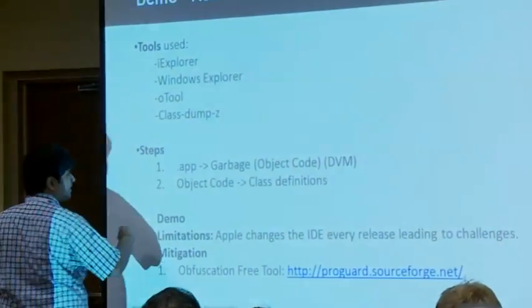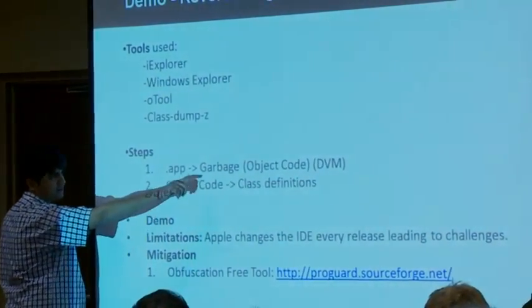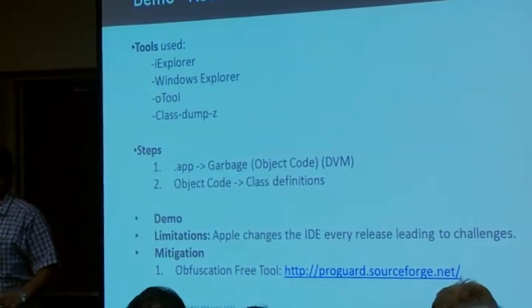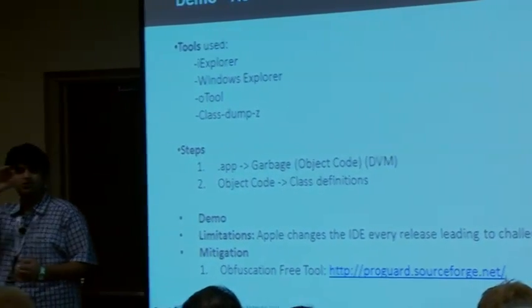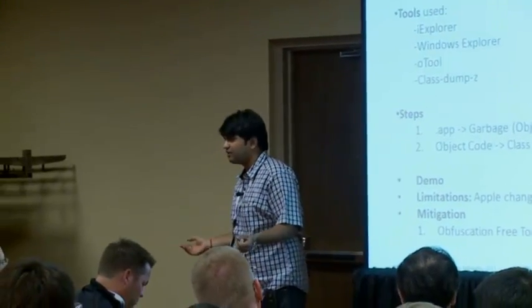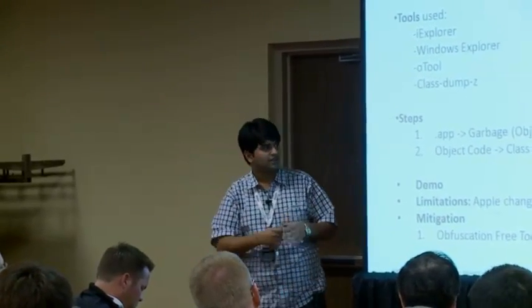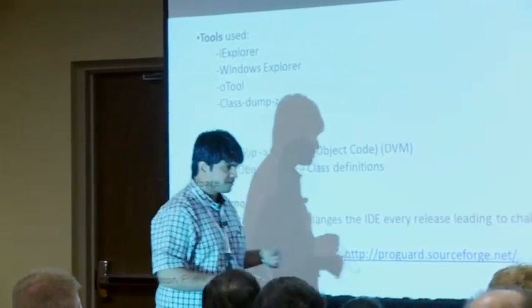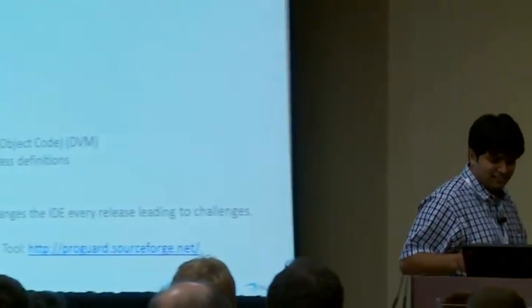Okay, so the first thing is the .app, which has the garbage object code. You get the object code out of it, and I'll show you that there's no extension for the object code over here. That's why I was telling you, how do you figure it out? Size. Then object code to class definitions by using class dumping. So let's quickly see Windows magic.